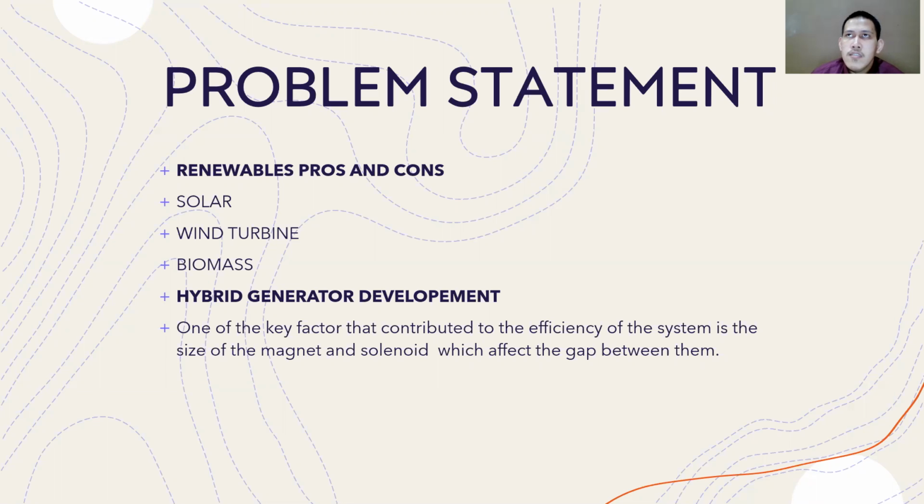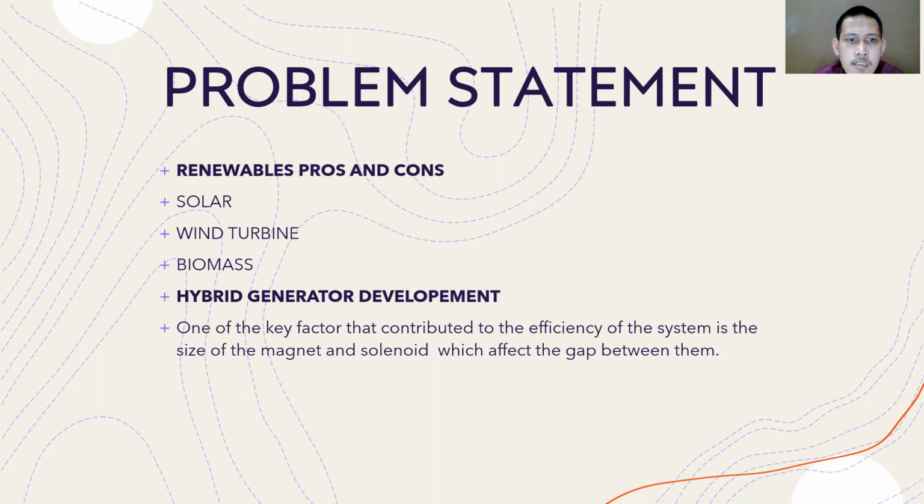For the wind turbine, it needs consistent or sustained wind movement to move the turbine blade. And for biomass, as I stated before, a lot of waste is needed to produce a small amount of energy.